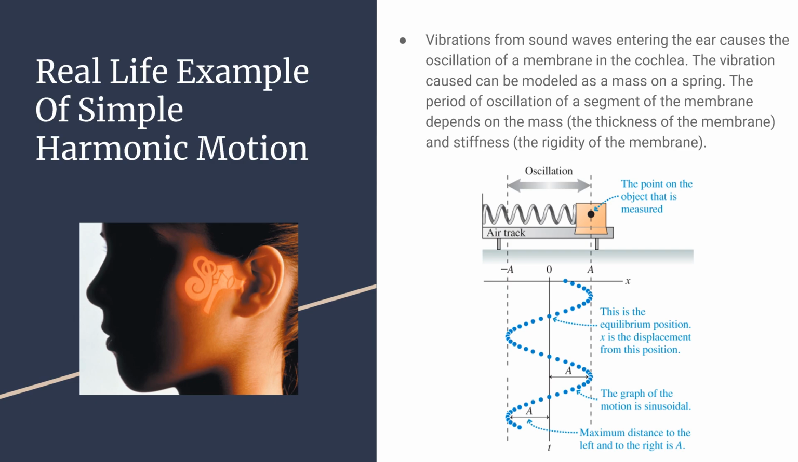A real-life example of simple harmonic motion is vibrations from sound waves entering the ear, causing the oscillation of a membrane in the cochlea. The vibration caused can be modeled as a mass on a spring. The period of oscillation of a segment of the membrane depends on the mass, which is the thickness of the membrane, and stiffness, the rigidity of the membrane.